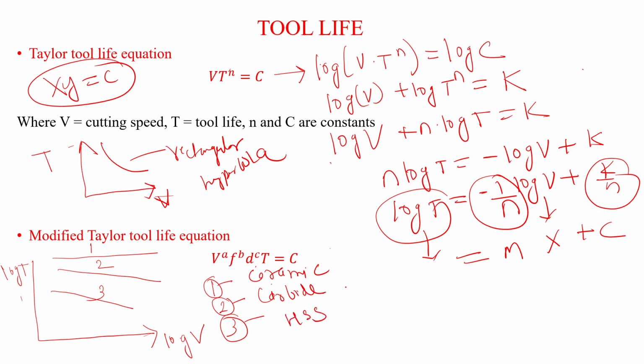Right. See, the harder the material, the more its n, right? And the more the n, the steeper the curve will be. So therefore, the first one would be ceramic, second would be carbide, third would be HSS. Fine? Fine, okay. Yes, sir.